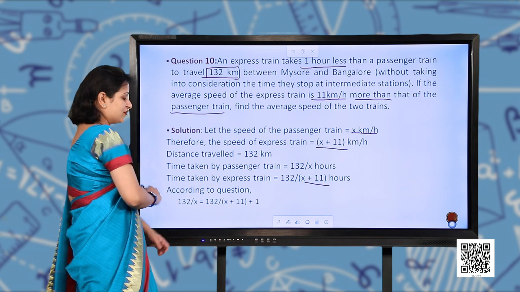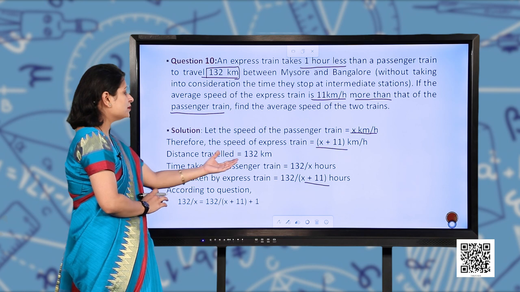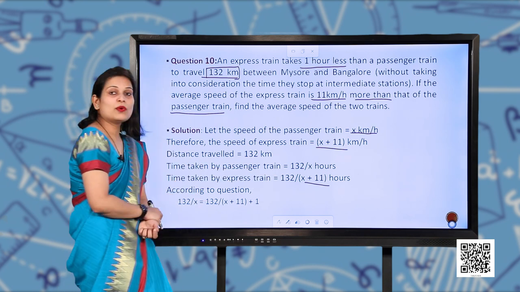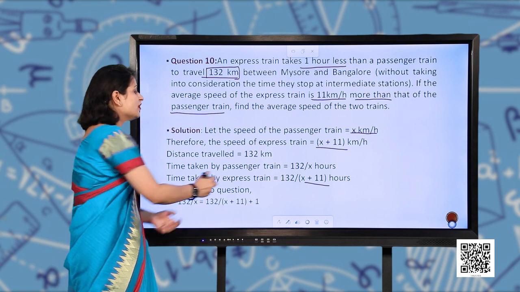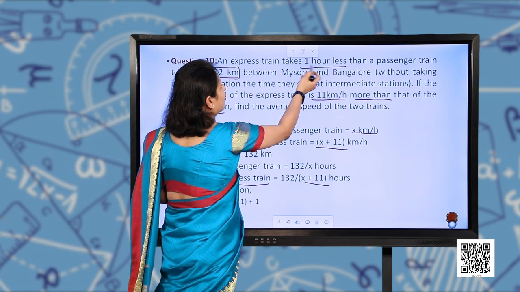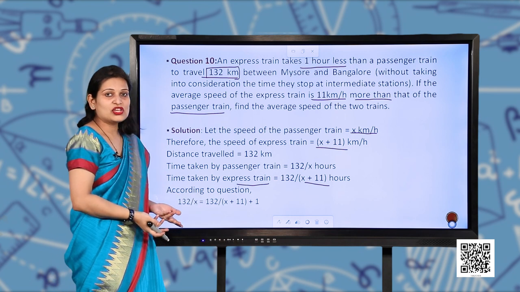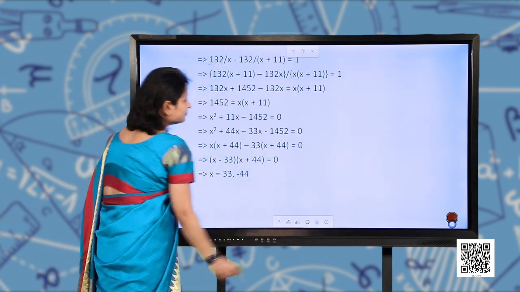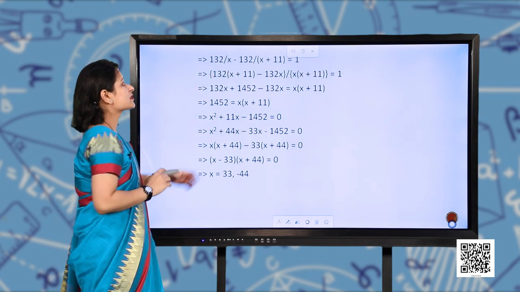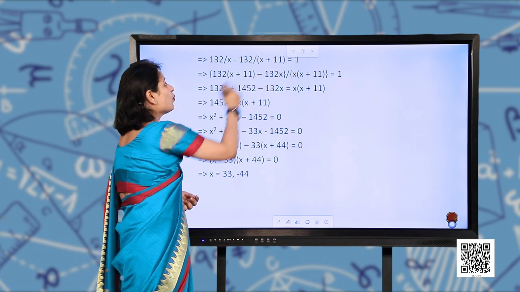Now, according to the question, 132 upon x, the time of the passenger train, is equal to 132 upon x plus 11, which is the time of the express train, plus 1, because the express train was taking 1 hour less than the passenger train. Now, we have the equation, we have to solve this. So, we will get 132 upon x minus 132 upon x plus 11 is equal to 1.